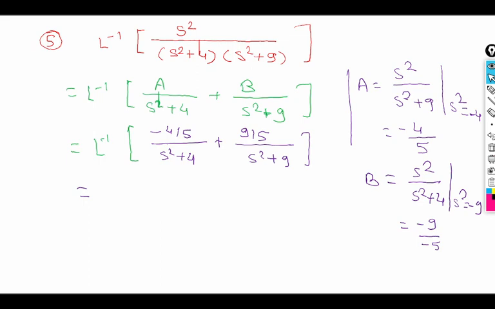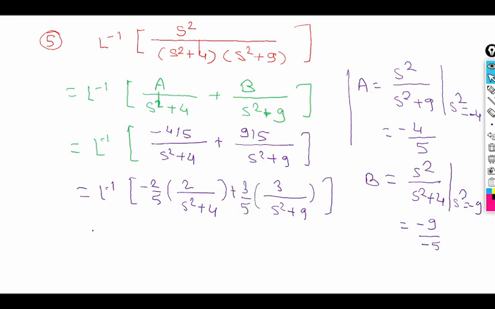Now you'll observe here, to get the inverse of s square plus 4, what is the requirement? We want 2 there. So 2 upon s square plus 4, we know the inverse is sine 2t. So what should be done? That 2 can be adjusted from minus 4 by 5, so I will write minus 2 by 5 here. Similarly, for s square plus 9, we want a 3. So 3 upon s square plus 9. So that extra 3 we want, so plus 3 by 5.